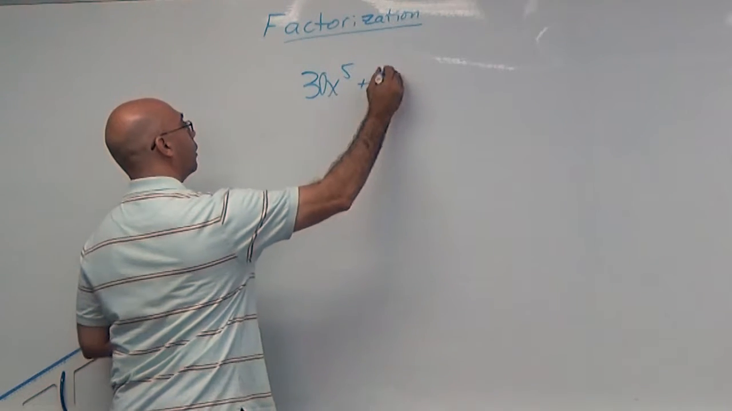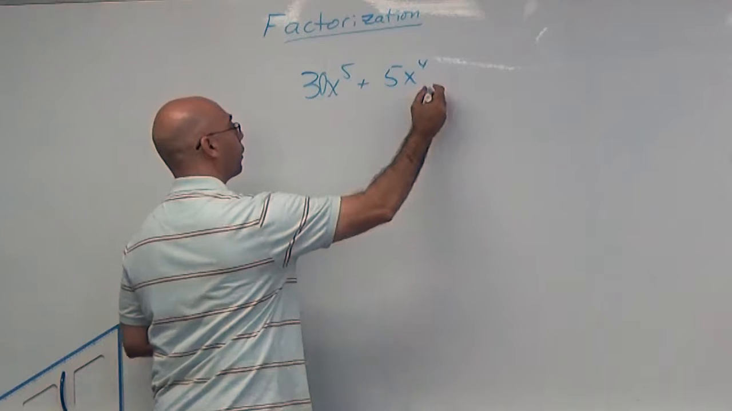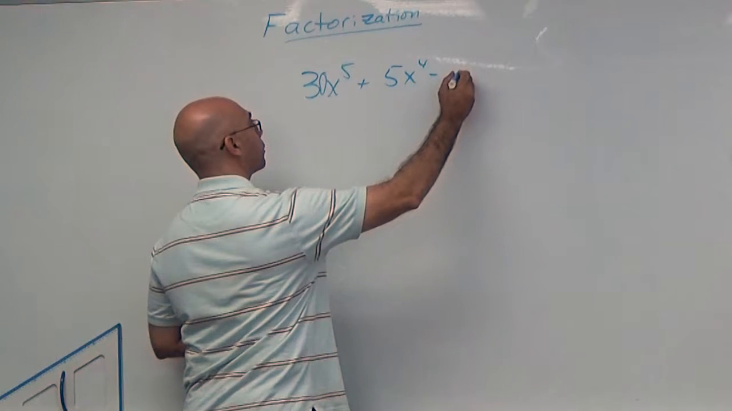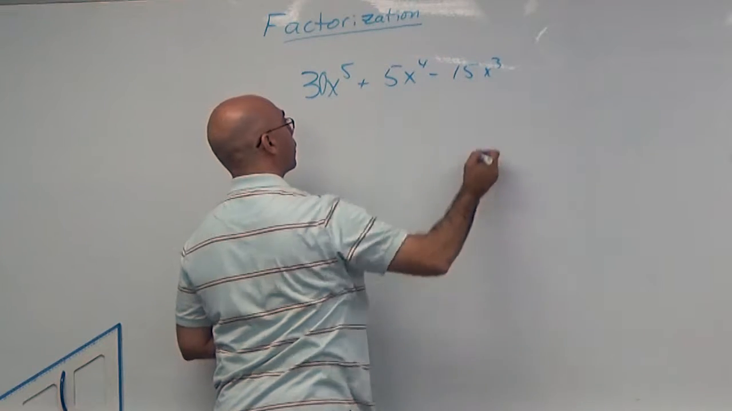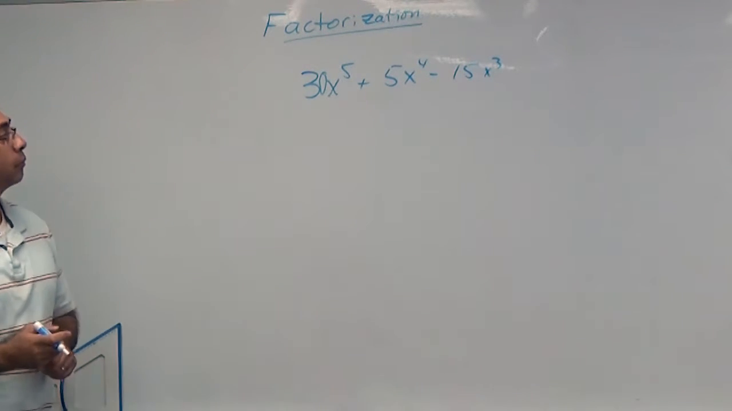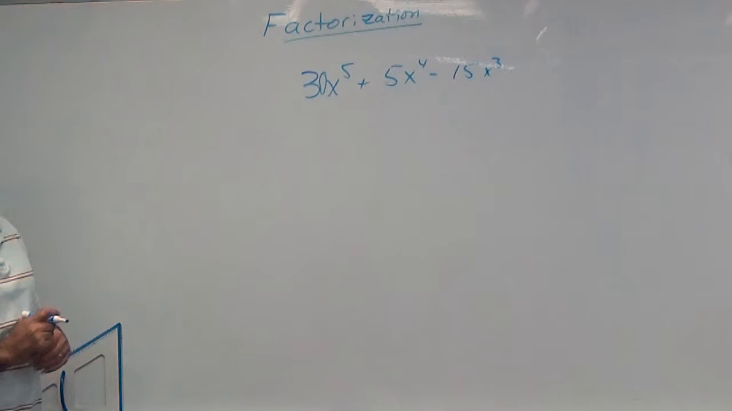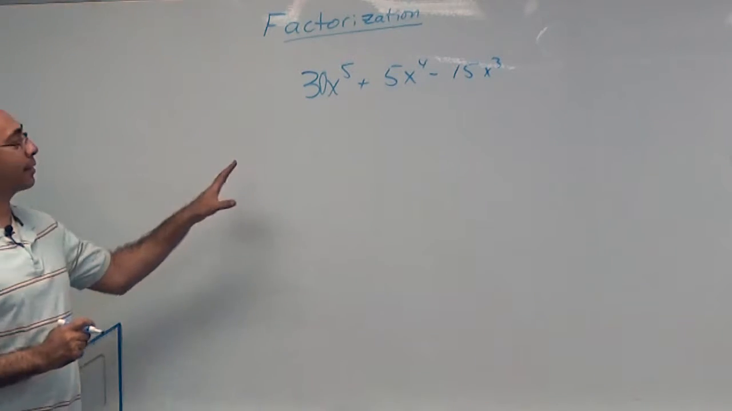30x to the 5th power, plus 5x to the 4th power, minus 15x to the 3rd power. If I look at that problem, what do you notice that's the same?